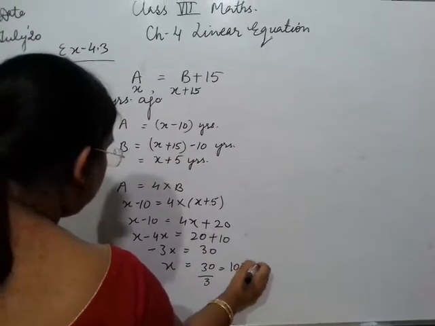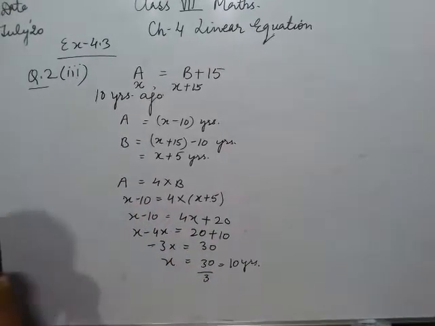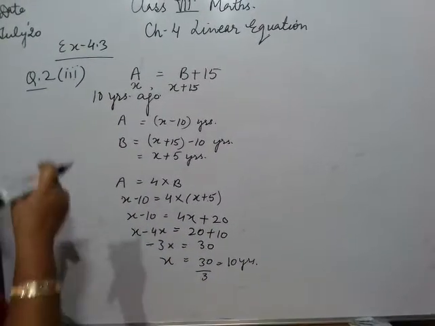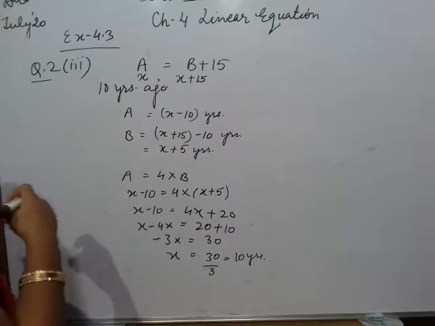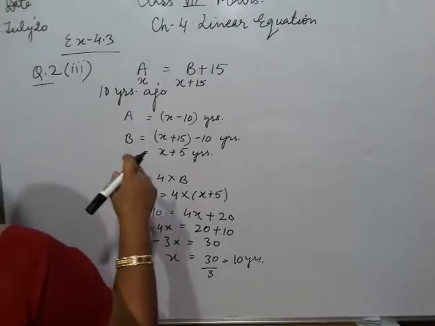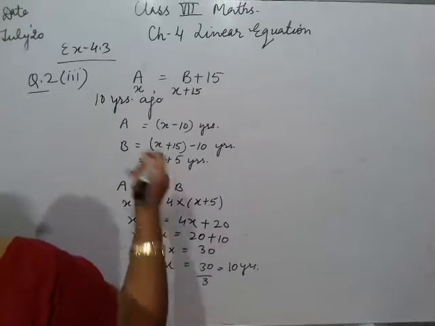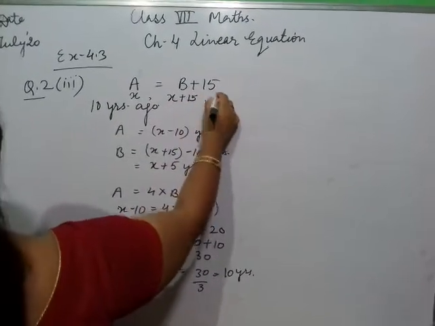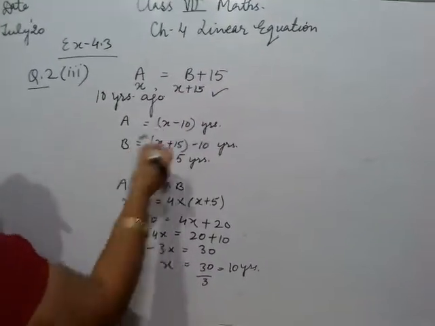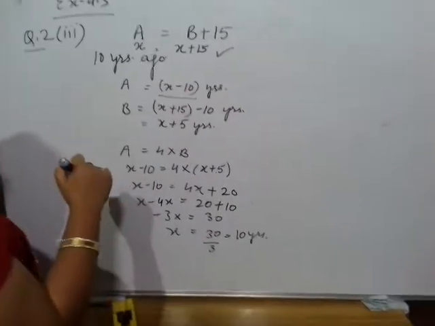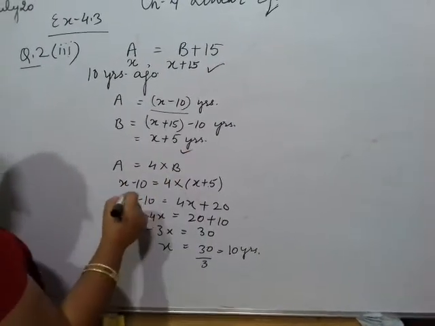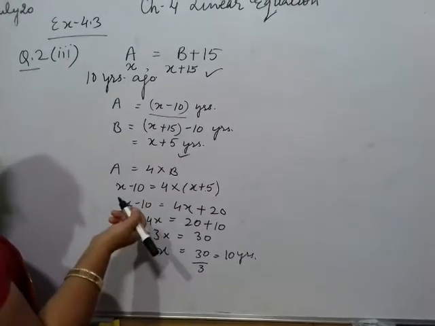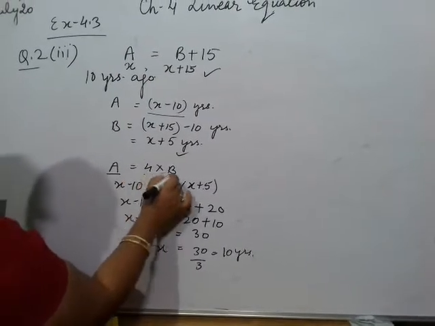There is a little mistake in this. We have to check where we have made the mistake. A was 15 years older than B, so that is correct. 10 years ago, the present age of A will be X minus 10, this is also correct. Now the age of A is 4 times that of B.